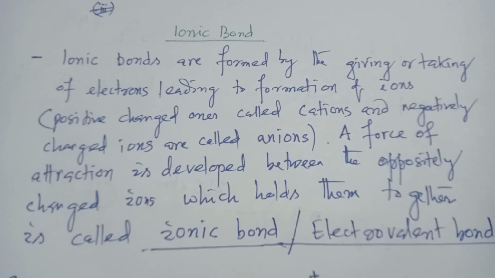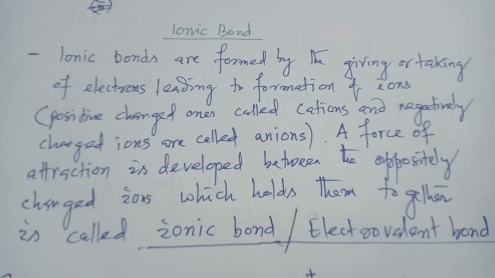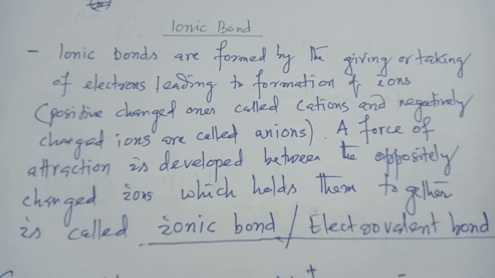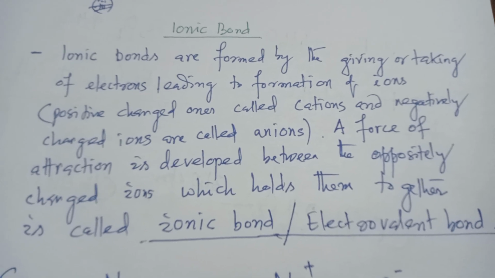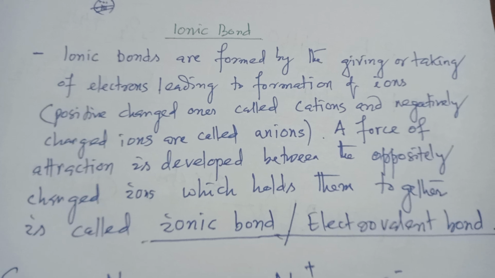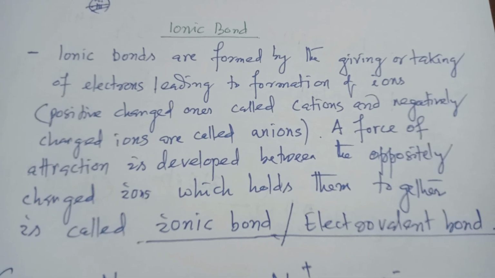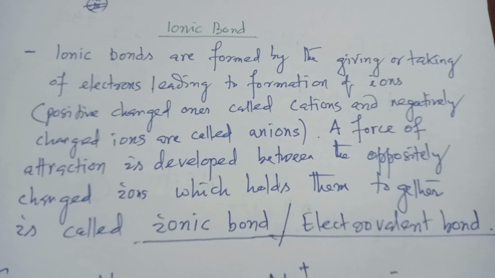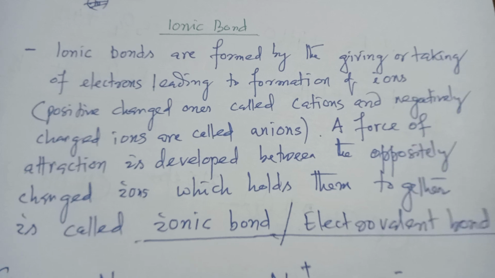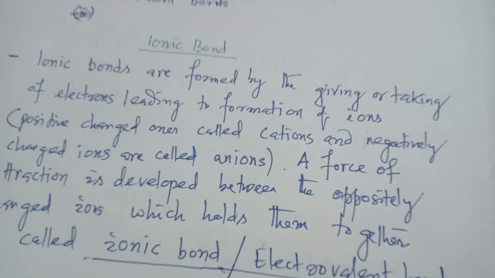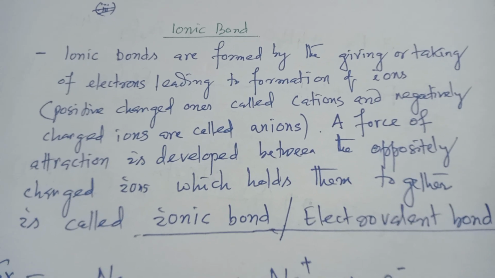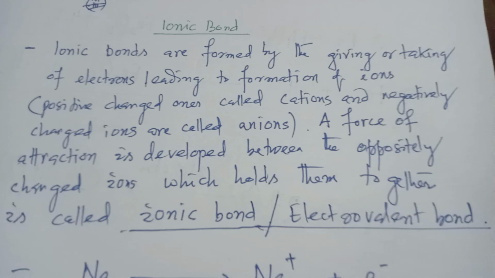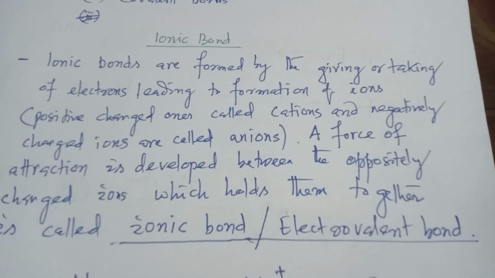Ionic bond. Ionic bonds are formed by the giving and taking of electrons, leading to the formation of ions. The positively charged ions are called cations and the negatively charged ions are called anions. So a force of attraction is developed between the oppositely charged ions, which holds the atoms in a compound together, and is called ionic bond or electrovalent bond. Let us come to one example.